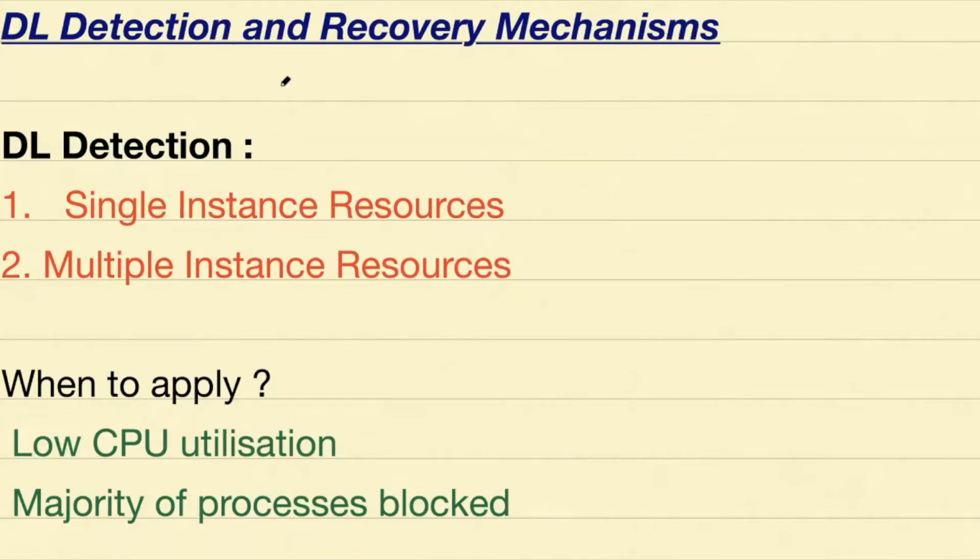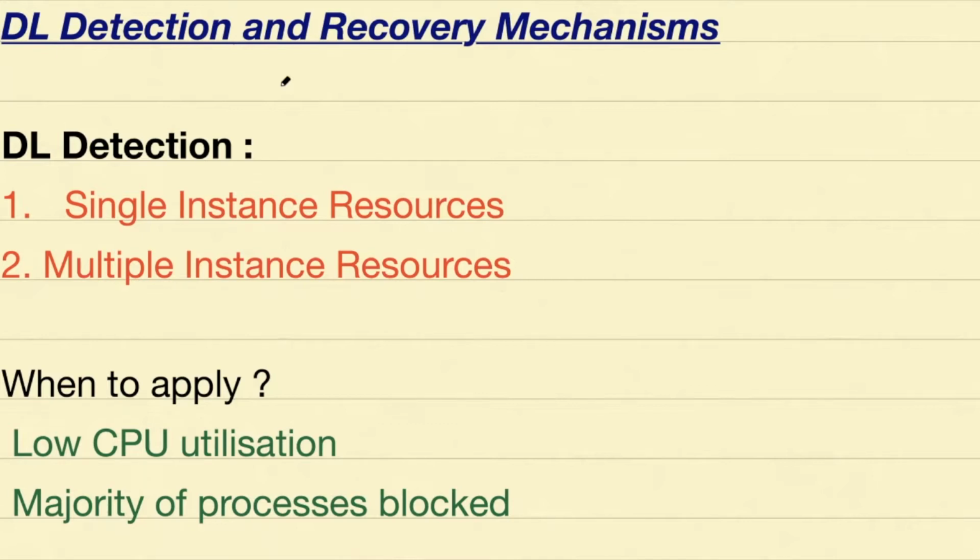In deadlock detection, there are 2 mechanisms. One is if the resource is a single instance resource, or if the requesting resource is a multiple instance resource. So for these 2 strategies, we will see how to detect a deadlock.